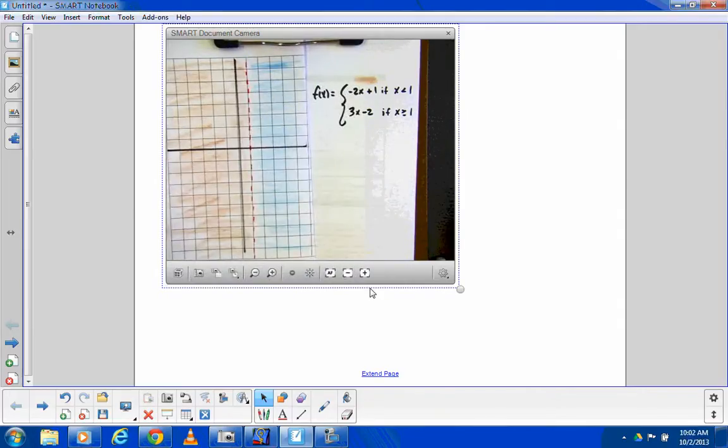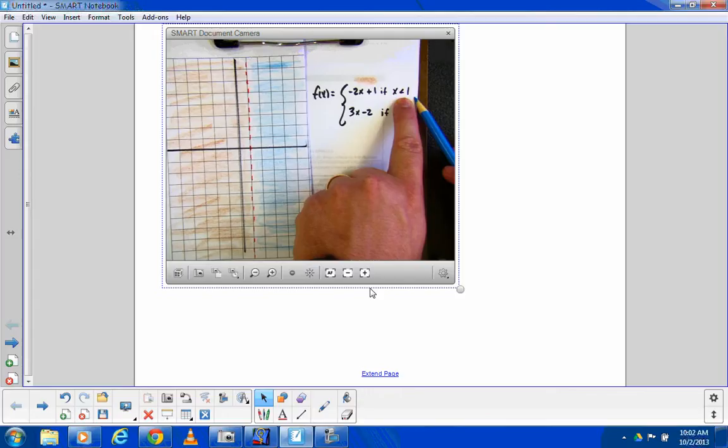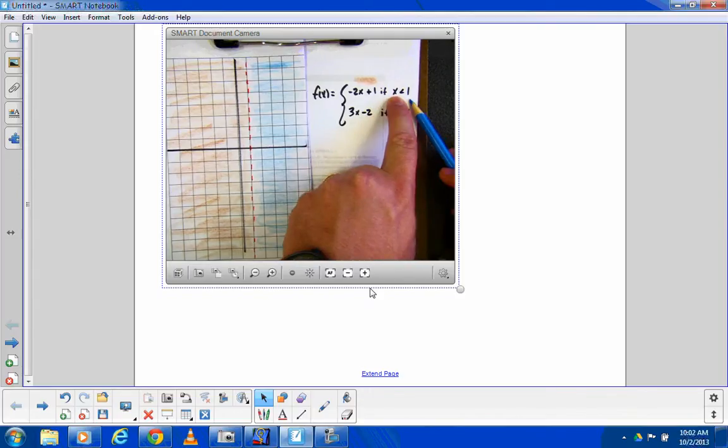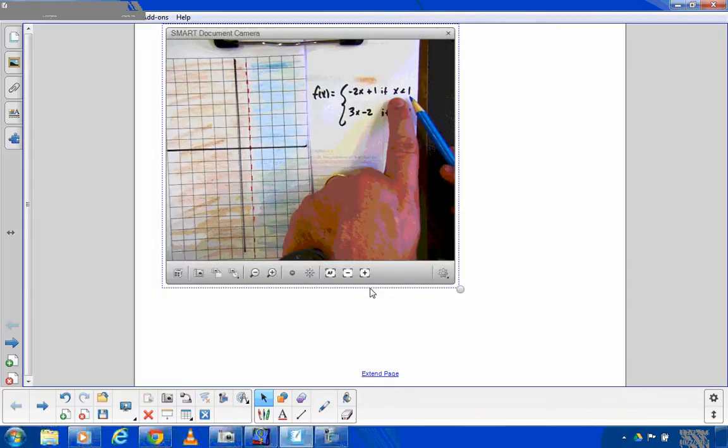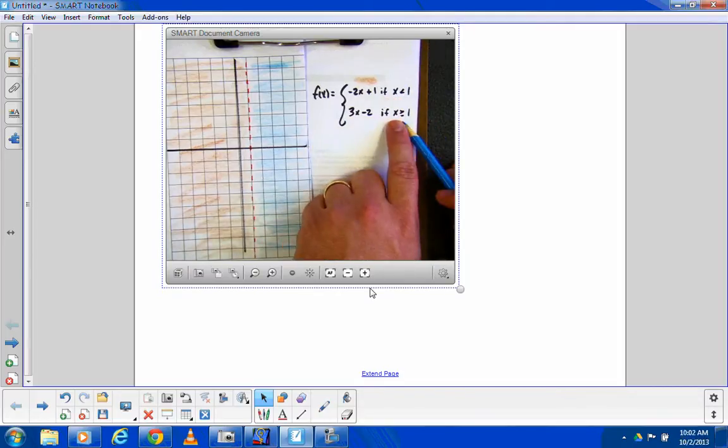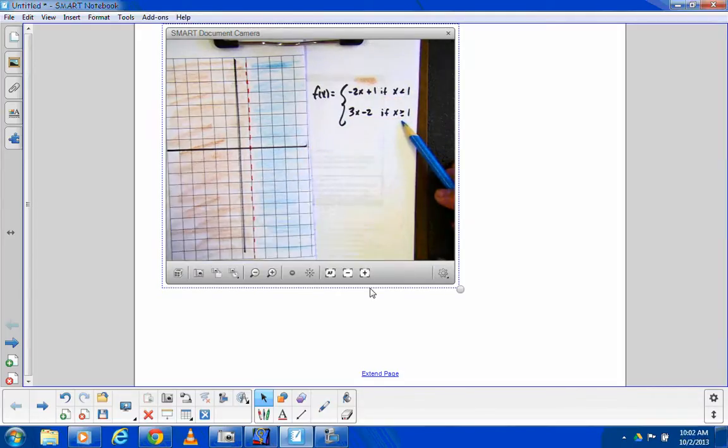All right, that's my border line. All right, look at the conditions over here. So this graph is for only values of x that are less than 1. And this is for values that are greater than or equal to 1. All right, does it make sense now? So this one's going to be on the left side of 1, and this one's going to be on the right side of 1. So it serves as a boundary.